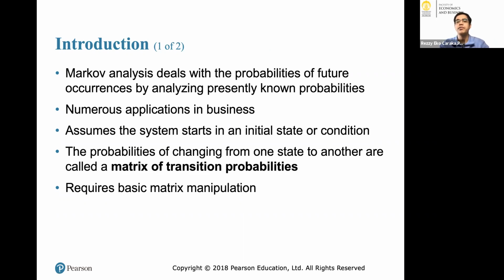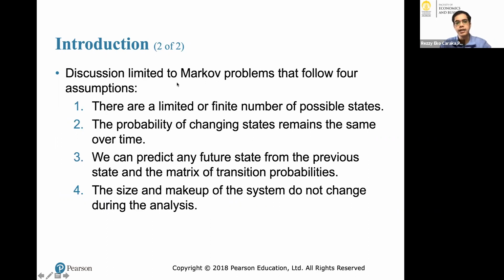If you forget about that, I suggest you learn calculus again. So the basic is that we can make the matrix. We will calculate the eigenvalues for every state space. The discussion is limited to Markov probabilities that follow four assumptions. So these are the 4 essential assumptions in the Markov chain.